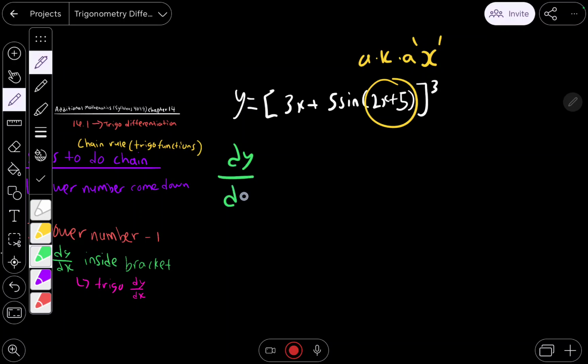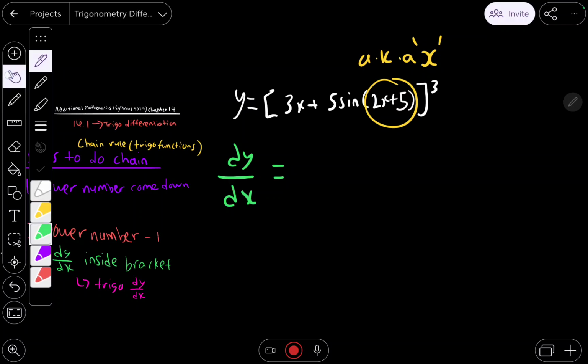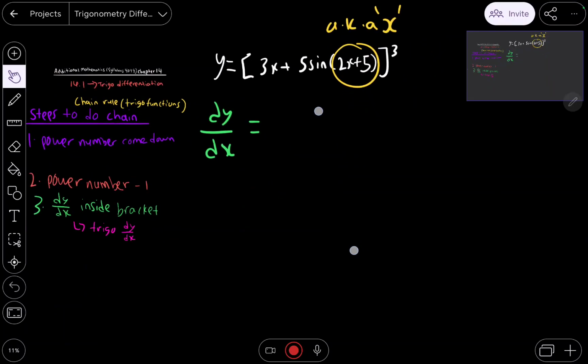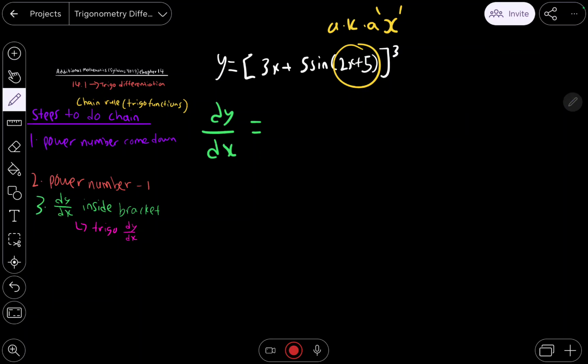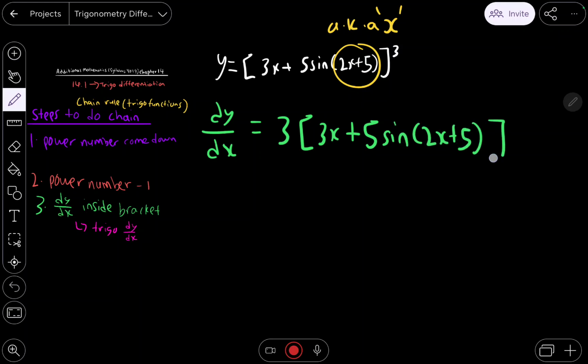dy over dx, this will give us, what is this? Basic trigo differentiation or chain differentiation? Chain, right? So this power number comes down, power number minus 1, and you differentiate the inside bracket as shown over here. So we'll do step 1 and step 2 first. This will be 3, the whole thing bracket, 3x plus 5, sine bracket 2x plus 5, and then I close the bracket and square here.